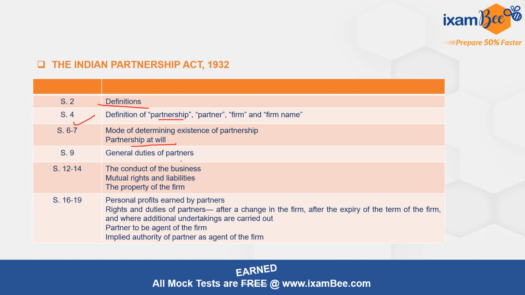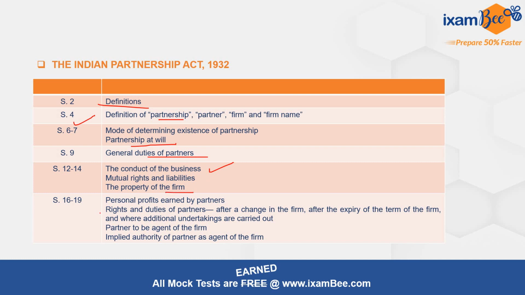Section 9 जो है general duties lay down कर रहा है partners का, and then section 12 to 14 में आप देख सकते हो बहुत important है, क्यों, क्योंकि conduct of the business के बारे में related provisions हैं, mutual rights and liabilities के बारे में है, and the provisions with respect to the property of the firm.